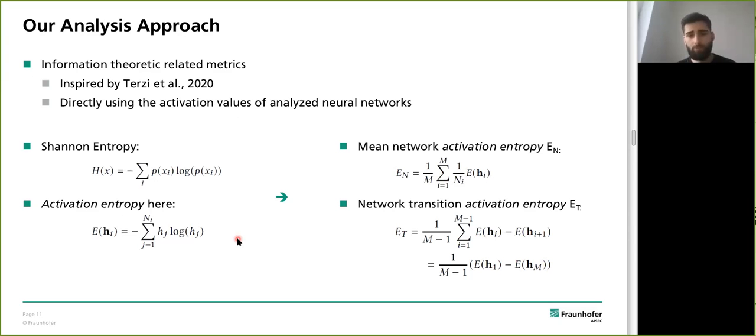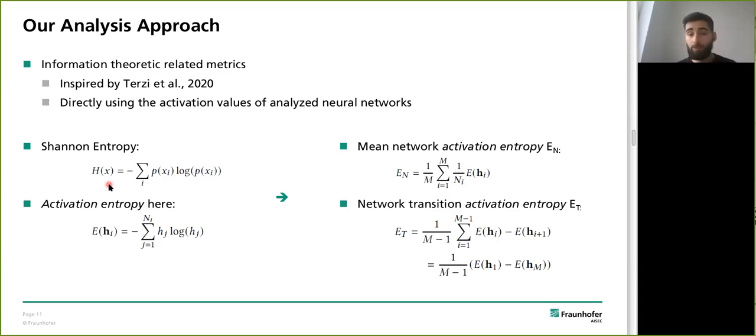So therefore we introduce these values here, which are inspired by Terzi et al. We wanted to also have a look at the information theoretic effects of adversarial training on neural networks. And first, let me introduce you to the Shannon entropy, which is a measure for information. The Shannon entropy takes probabilities as inputs to this formula.